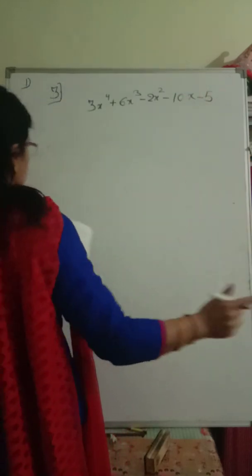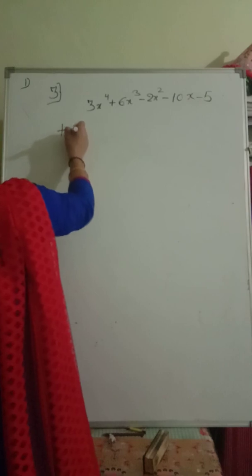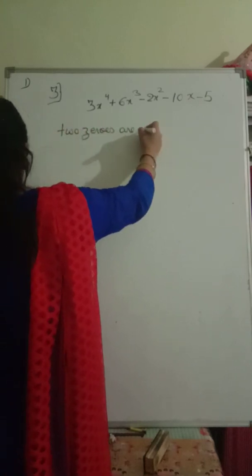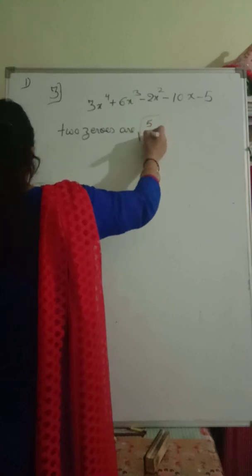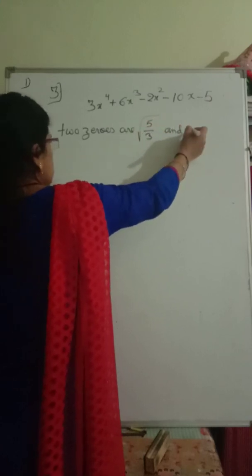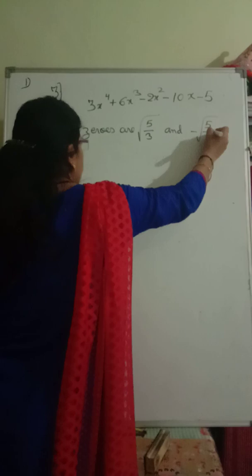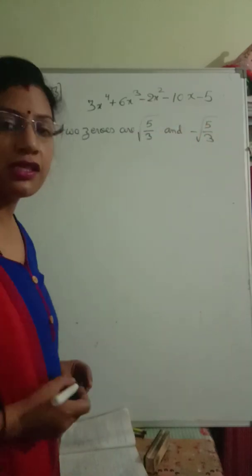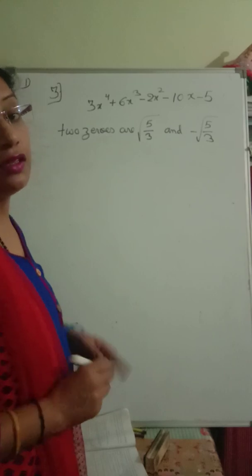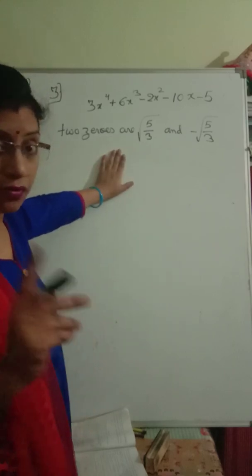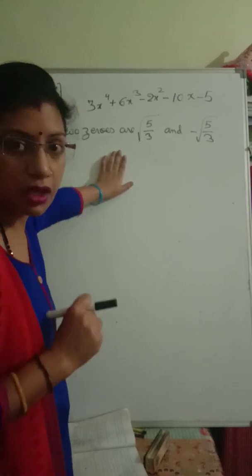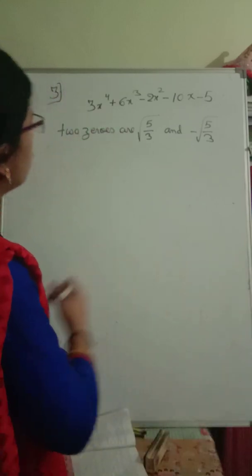If two of its zeros are given, root 5 upon 3 and minus root 5 upon 3, you have to find the rest of the zeros. This type of question is very important. One of this question is an example also. Please don't leave that example. Similar to this, what we will do.